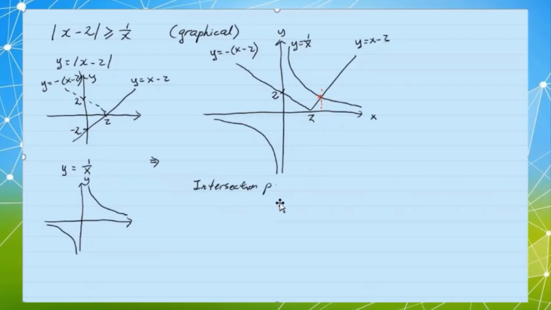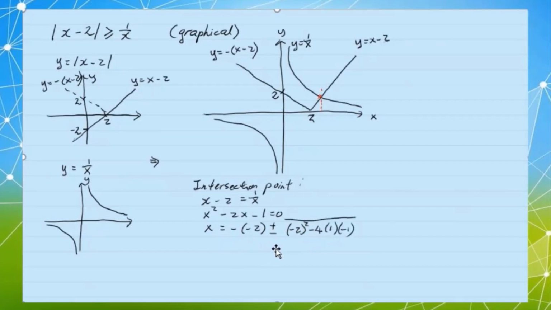So this intersection point is the intersection between the graph y equals x minus 2 and also y equals 1 over x. When we simplify, we found that it is a quadratic. But when we try to factorize the quadratic, we found that we are not able to. So in order to find the value of x, we use the formula: x equals negative b plus or minus the square root of b squared minus 4ac, divided by 2a.